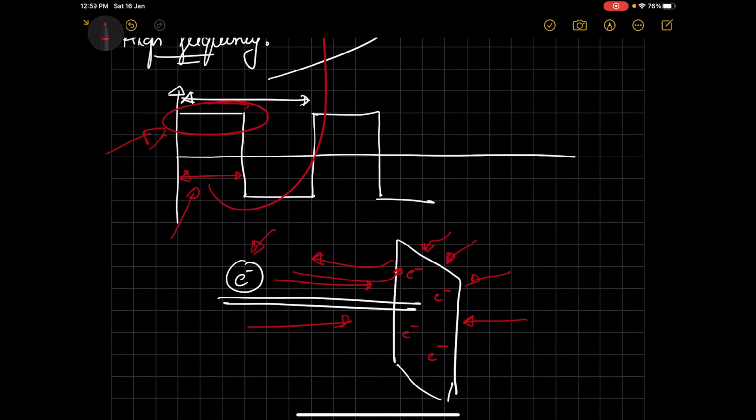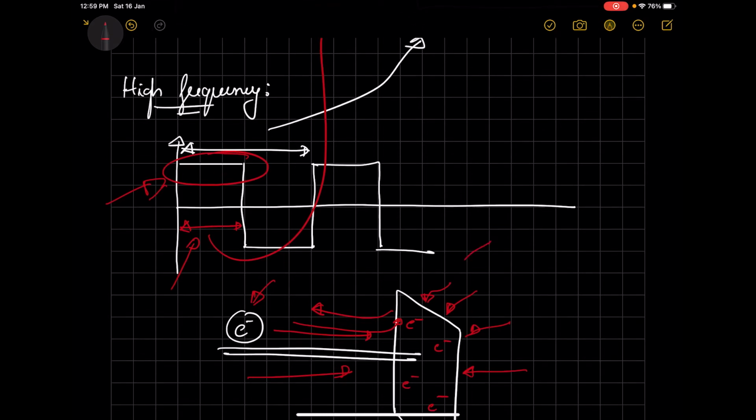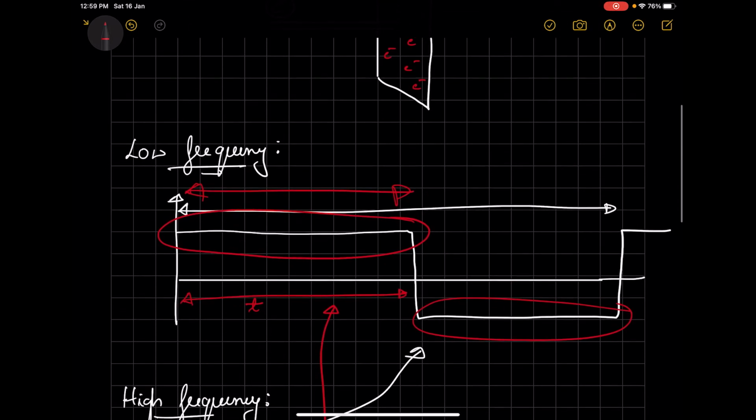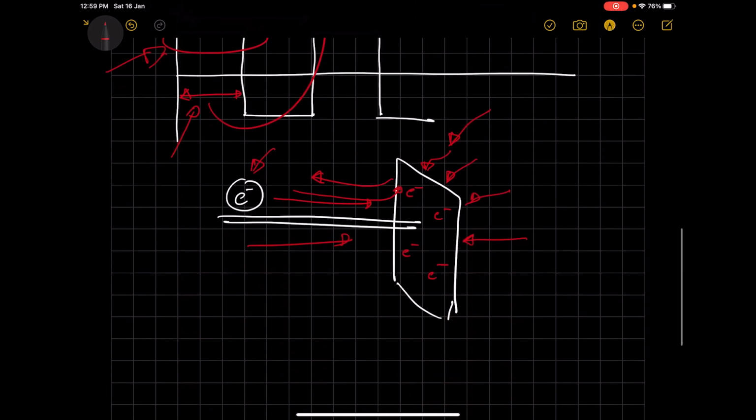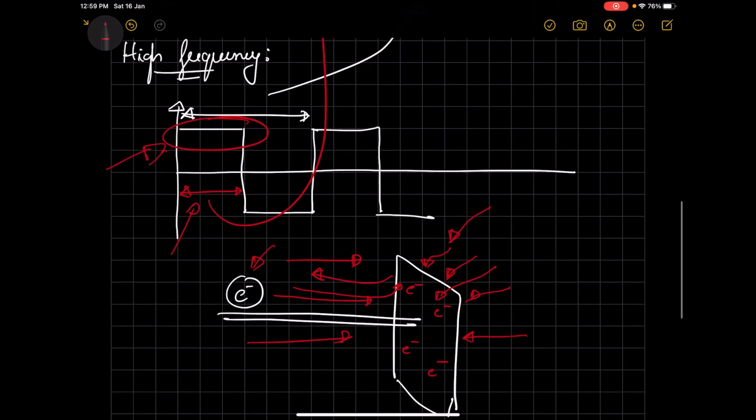So as you can see intuitively, in a high frequency circuit, the capacitors offer very low impedance, and in the case of a low frequency circuit, the capacitors offer a high impedance. More the resistance offered by the electrons on the plate to other electrons coming in, more is the impedance, and that will be the case in low frequency. Less the resistance offered by the electrons on the plate to the next electrons coming in, less will be the impedance of the capacitor, and that is the case in the high frequency situation.